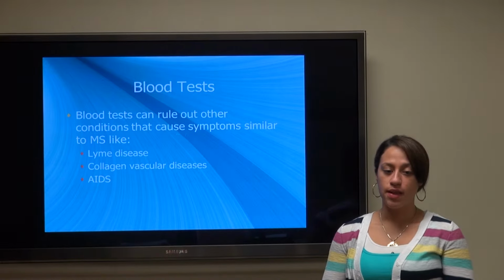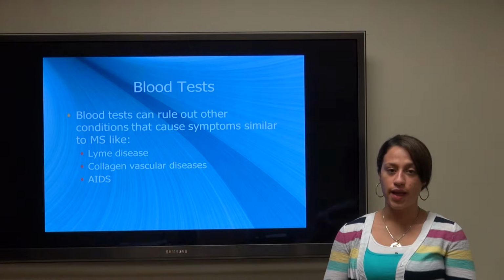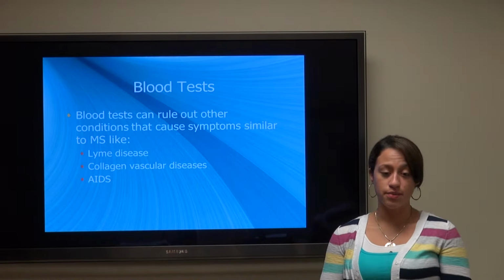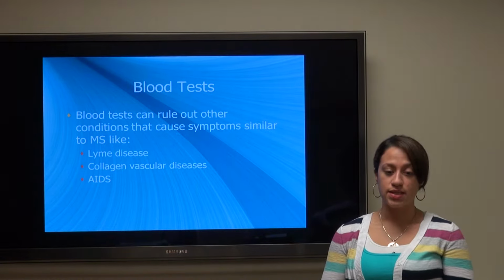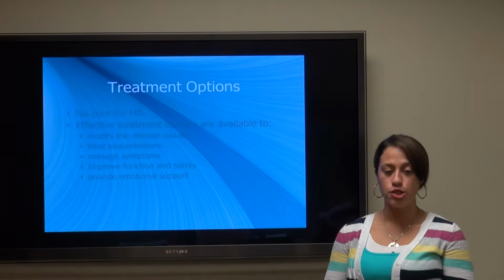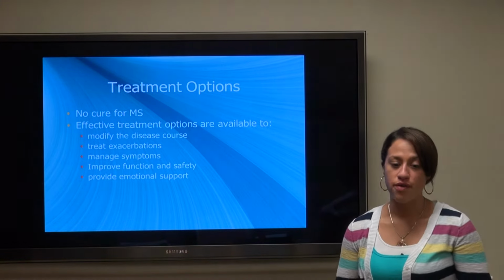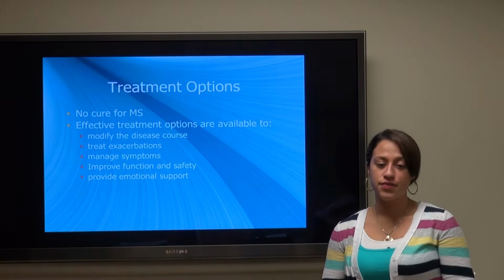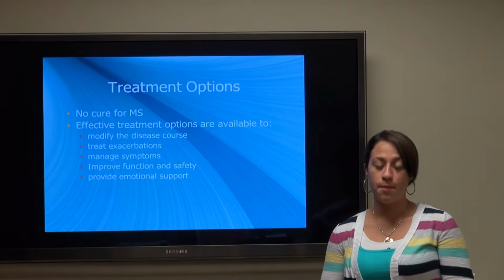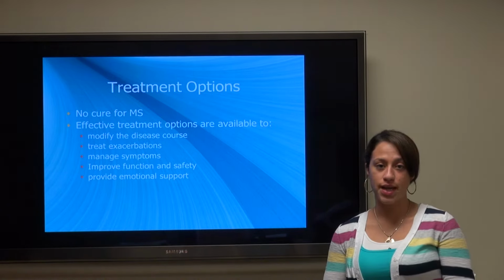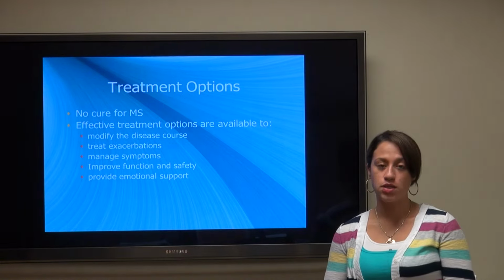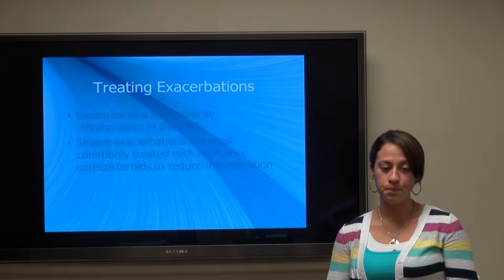The doctor will typically also conduct some blood tests to rule out diagnoses that may cause similar symptoms, such as Lyme's disease, collagen vascular diseases, and also AIDS. So what are some of the treatment options for these patients? There is currently no cure for MS, but there are effective treatment options that are available to help modify the disease course, treat exacerbations, manage symptoms, improve function and safety, and also provide emotional support.